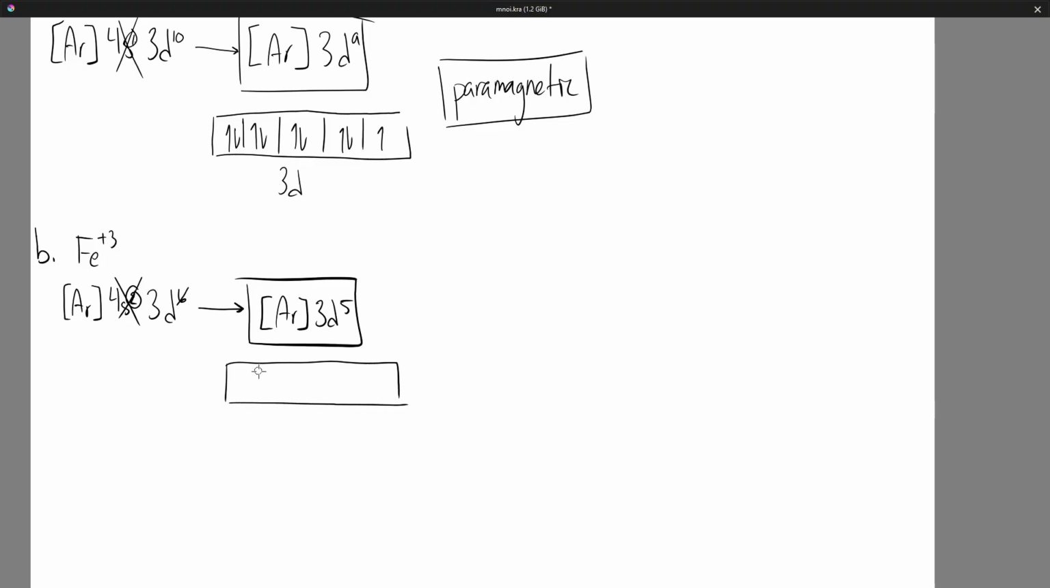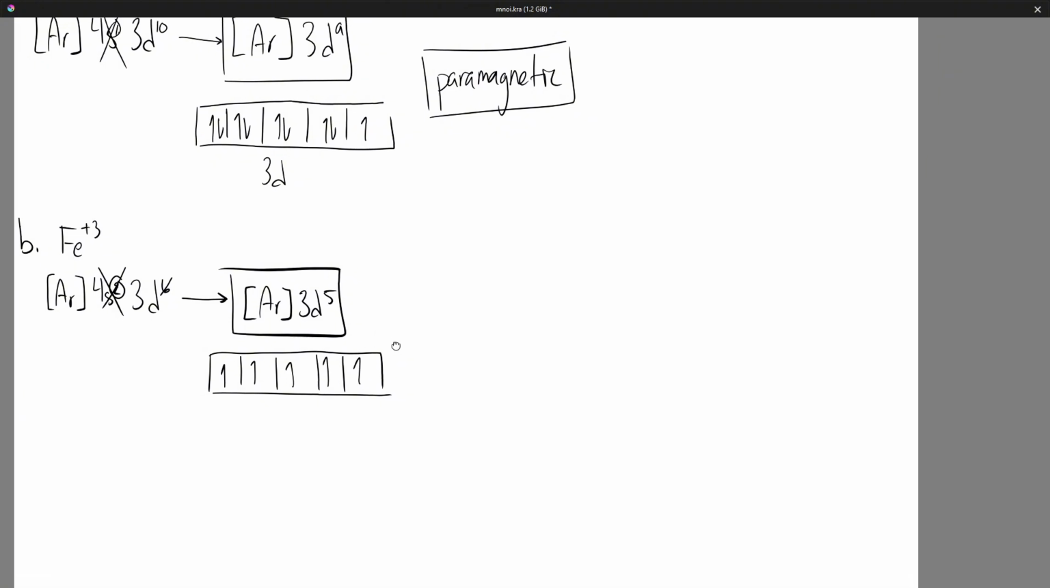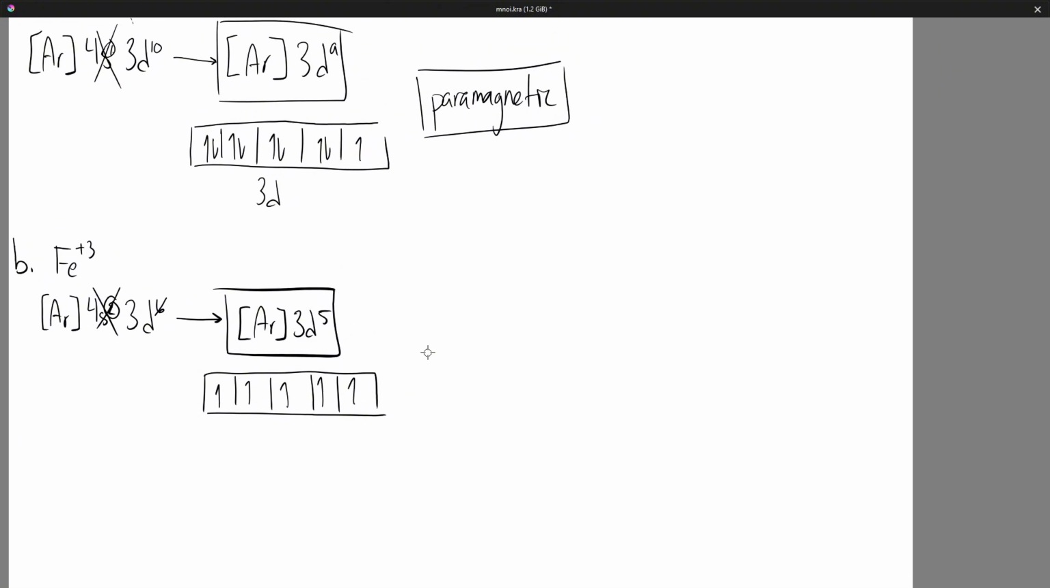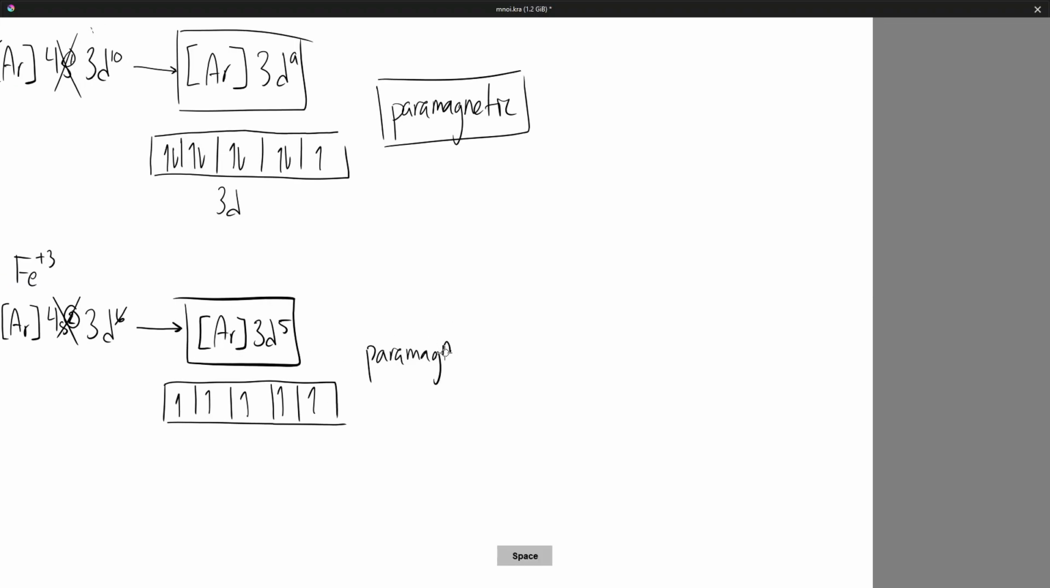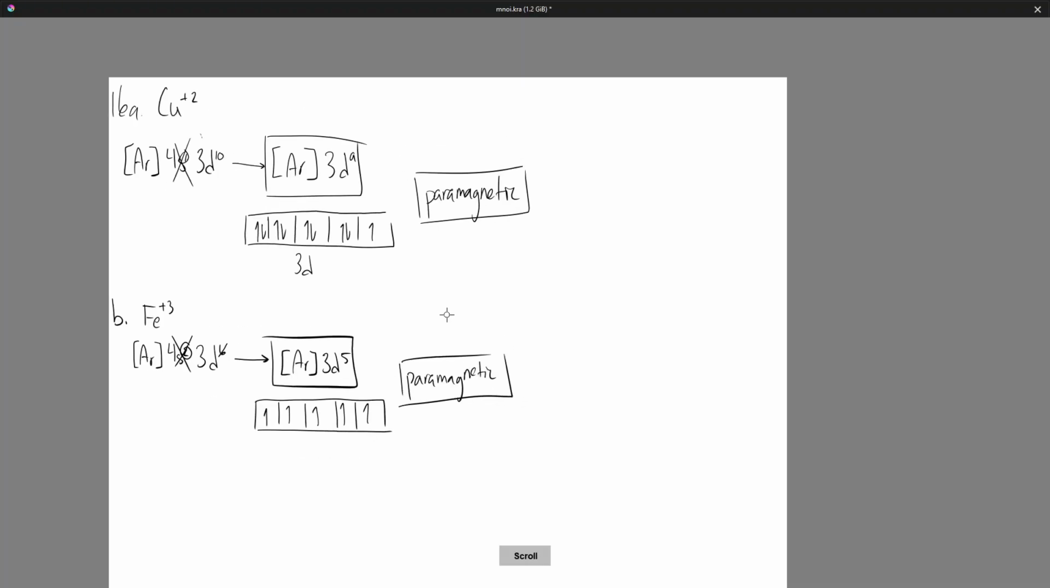1, 2, 3, 4, 5. So 1, 2, 3, 4, 5 electrons. This is very obvious, that's paramagnetic since all 5 of these electrons are unpaired. And this should be it for number 16.